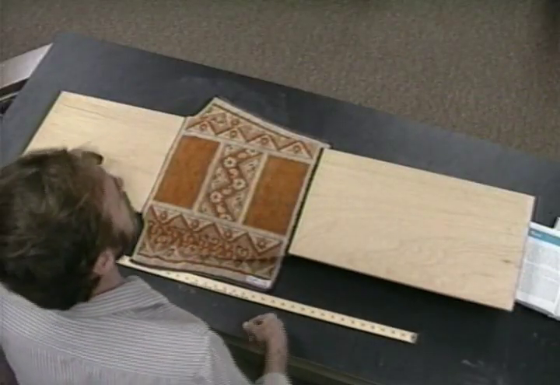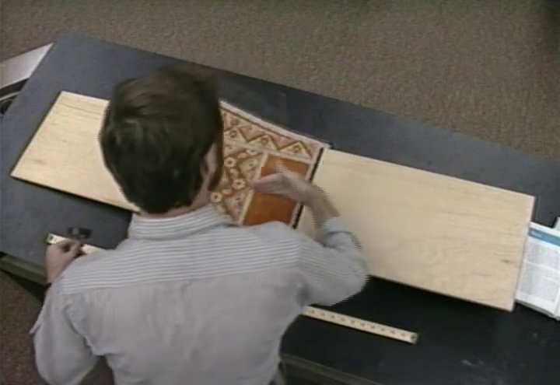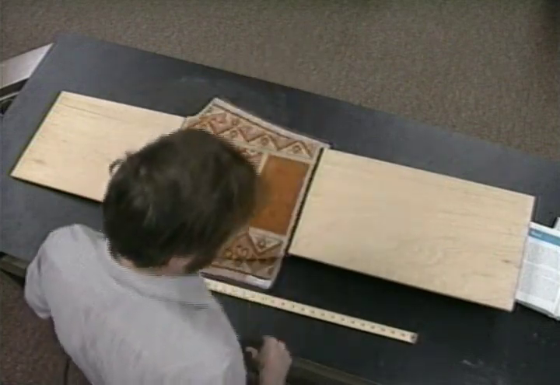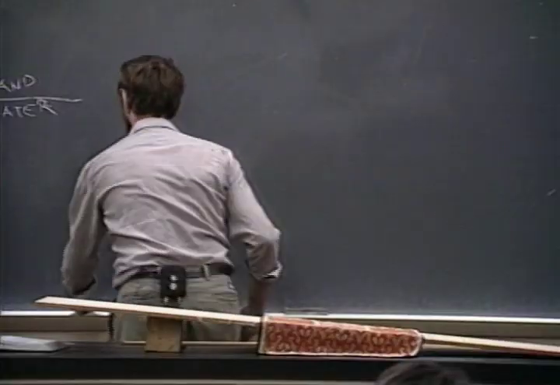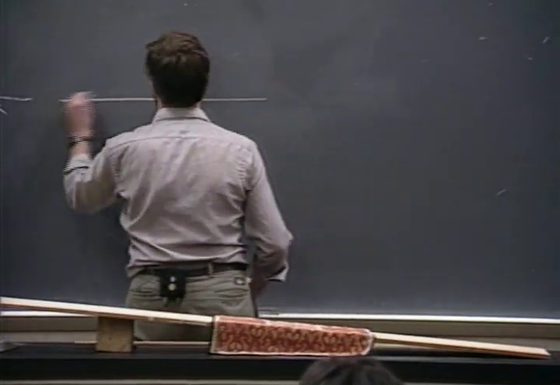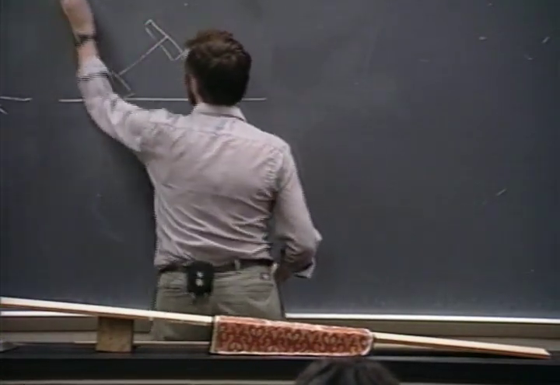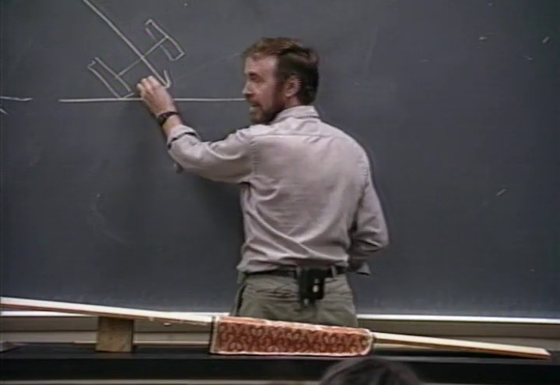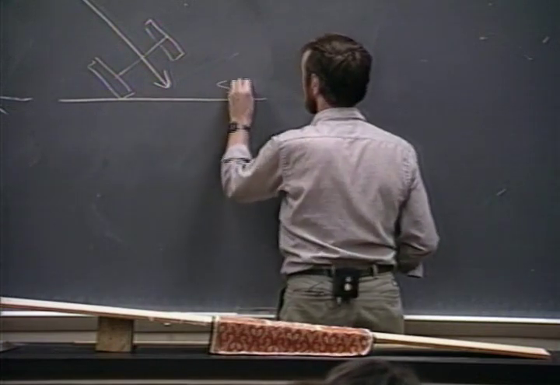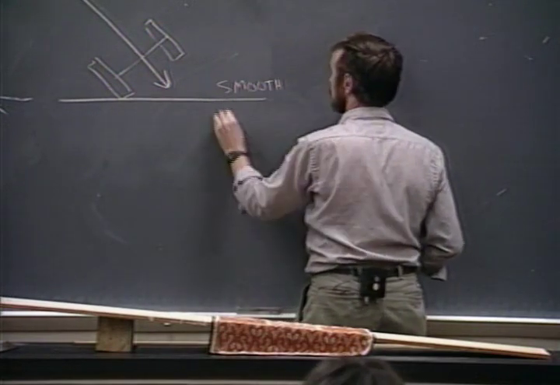Did you see it bend? It came down like this and then bent. Let me put that on the board. My wheels are coming down in this direction, and they're coming from the smooth surface to the rough surface.